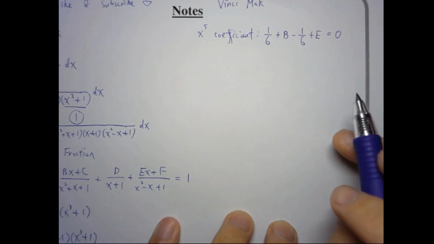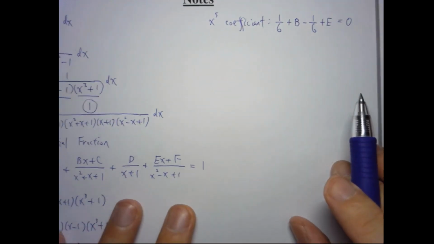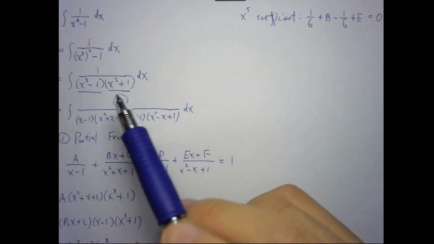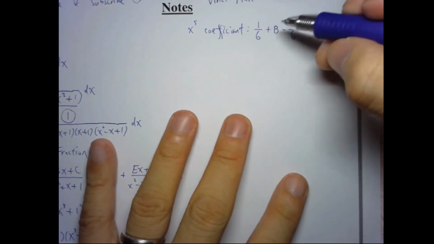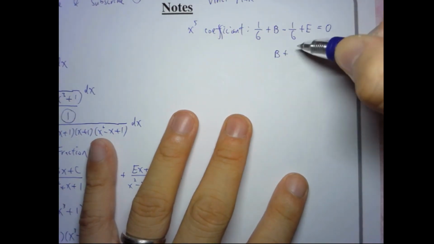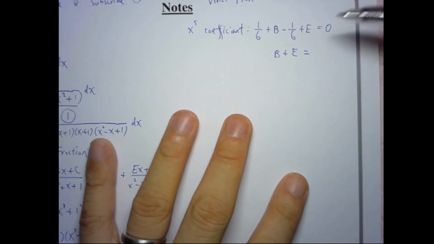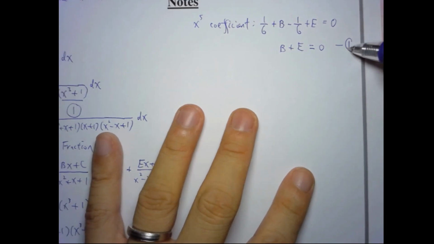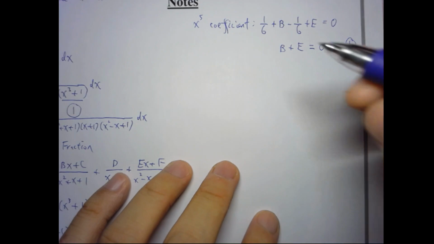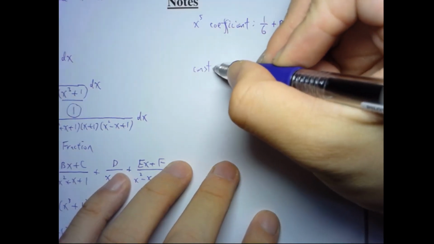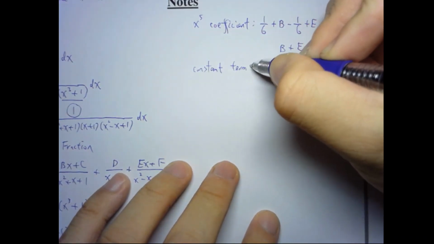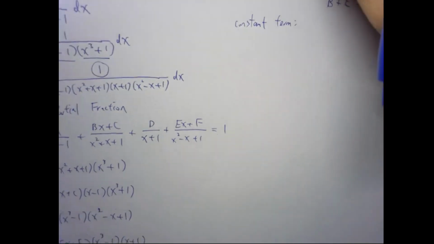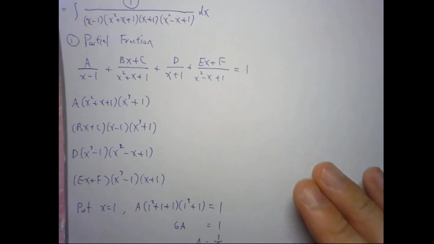Their sum should be equal to 0, because there's no x to the power 5 terms in the numerator. So we can obtain an expression, b plus e equals 0, and we call this the first equation. So now we compare the constant term. How about the constant term? Let's move a little bit down.